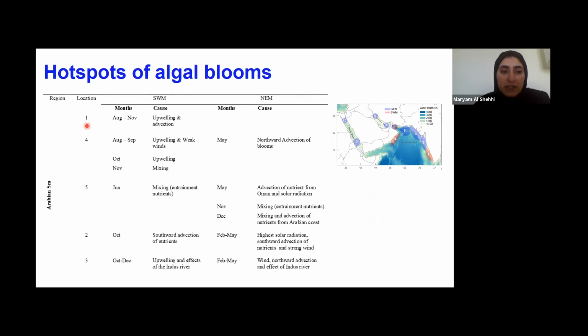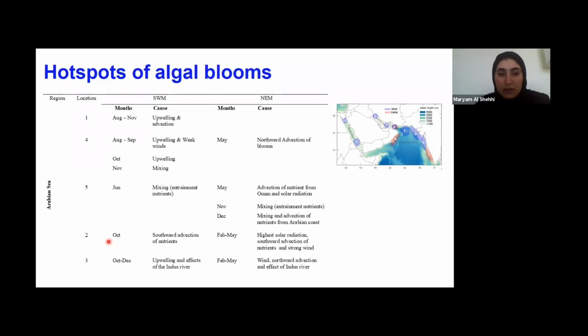In this table, for example, in location 1, the months of occurrence are between August and November, and the cause of that is upwelling advection. Location 4, which is here, occurs in both the summer and the winter season, and the reason for that is weak winds and upwelling. If we look at location 5, for example, blooms happen in June, and in the northeast monsoon mostly in May, November, December, and this is because of the advection of nutrients from Oman due to the mixing and advection from the Arabian coast in December.